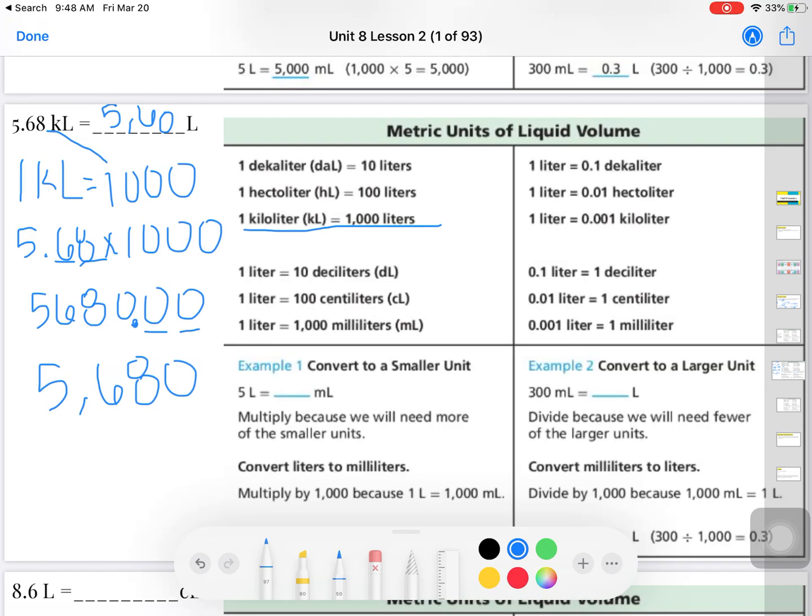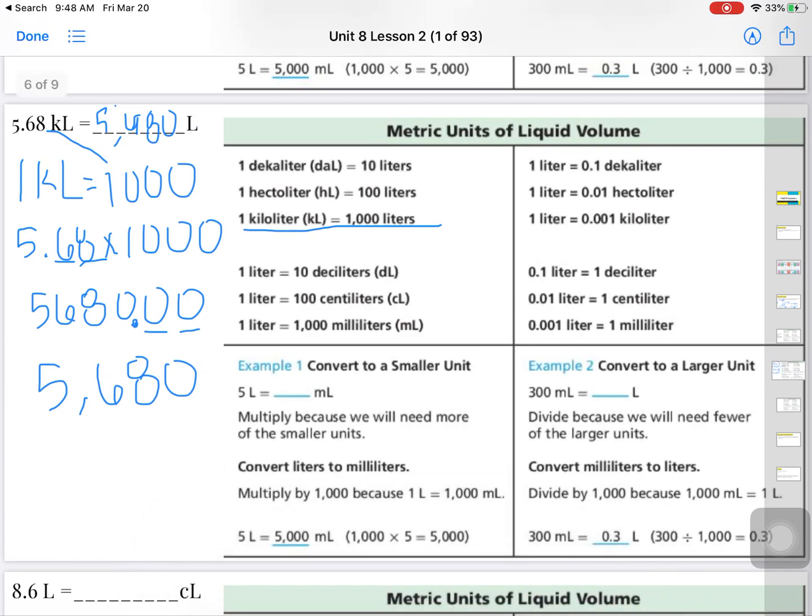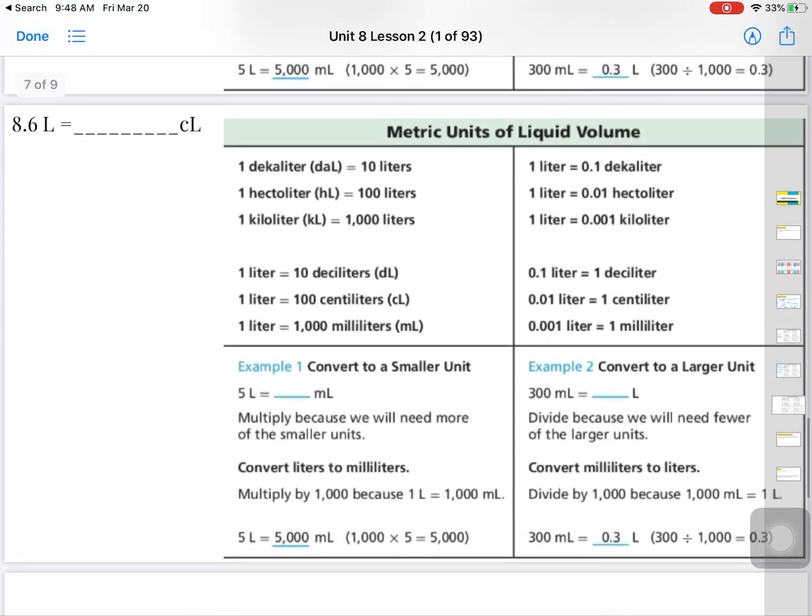Oops. Try that again. 5,680 liters in 5 68/100 kiloliters.